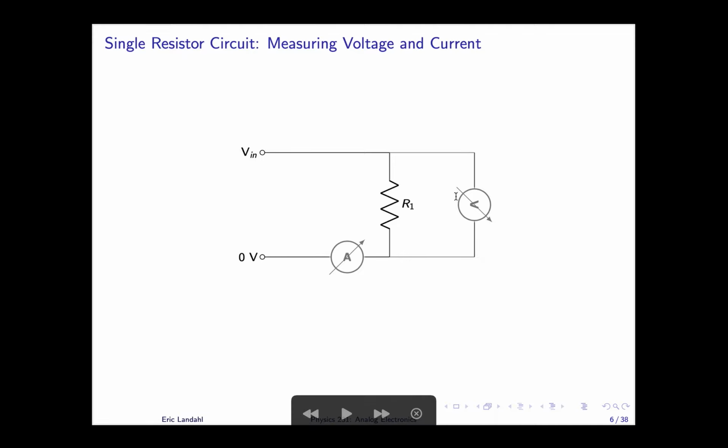One voltmeter would measure the voltage across the resistor, and then a current meter inserted on either side of the resistor would be used to measure current. This gives you then an independent measure of voltage and current. Now, there's no reason to ever build such a circuit if you truly have a resistive element.